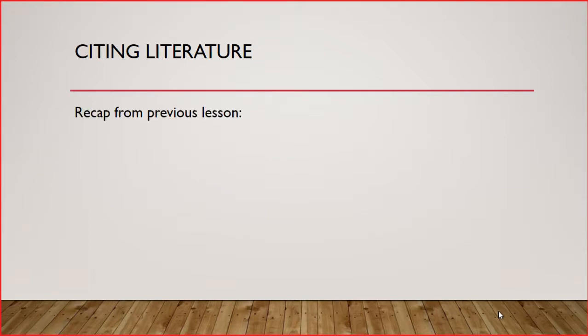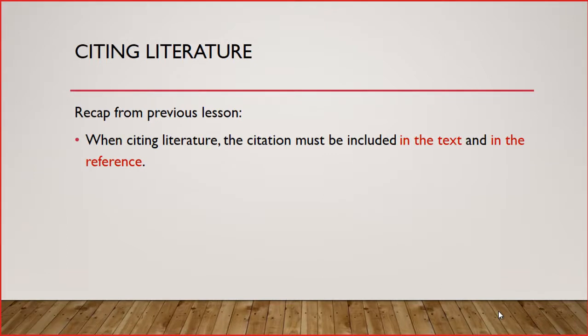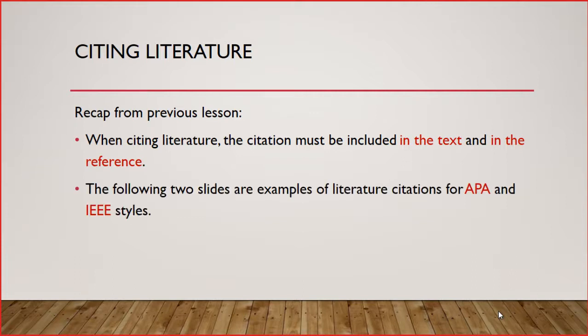Okay, citing literature. This is a recap from the previous lesson. When citing literature, the citation must be included in the text and in the reference. So what is in the text and what is in the reference? This we will show you after the slide. The following two slides are examples of literature citations for APA and IEEE styles.